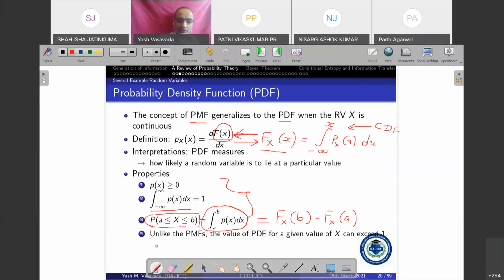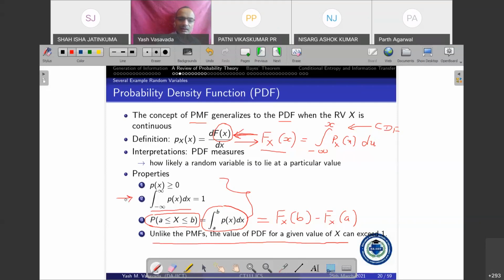But there is one new property here, or I wouldn't say it's a property, it's more of an observation, which applies only to the PDF, only for the continuous valued variables. It doesn't apply to the discrete variables, which is that the PDF can actually become greater than 1. Although this property 2 is always going to be satisfied. There is not going to be any violation to that.